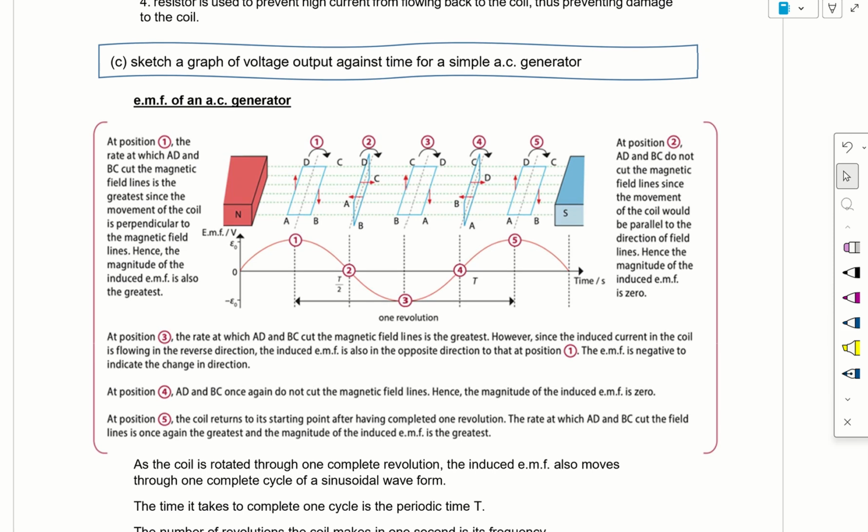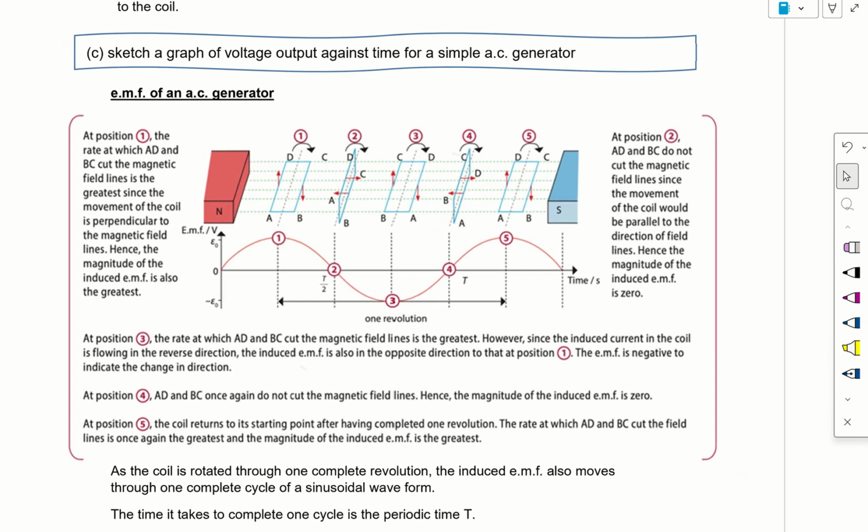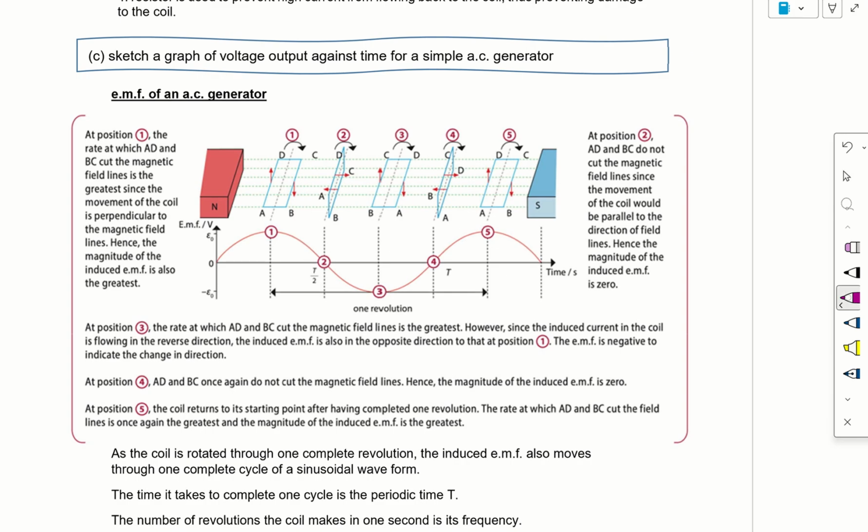For this video, I'll be going through chapter 19, Electromagnetic Induction, Success Criteria C. Now, sketch a graph of voltage output against time for a simple AC generator. Maybe we can do some quick recap.